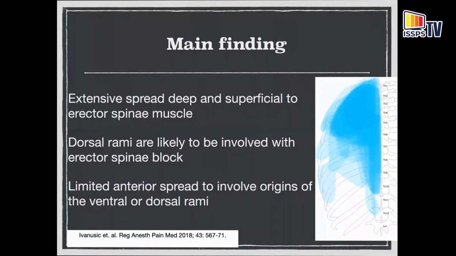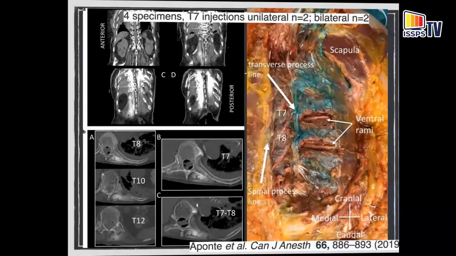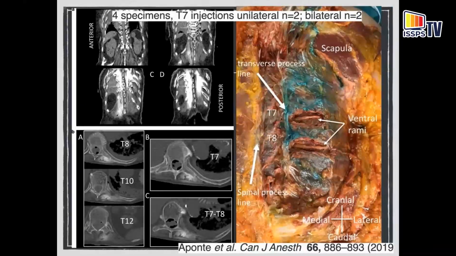Another cadaveric study, and this was a little bit more elaborate than ours, only involved 4 cadavers where they did unilateral erector spinae blocks on 2 specimens and bilateral on 2 specimens. This was elaborate because 2 of the specimens were sent to the CAT scanner, and the radiologists and the investigators created 3D images in the sagittal and coronal plane and axial plane.